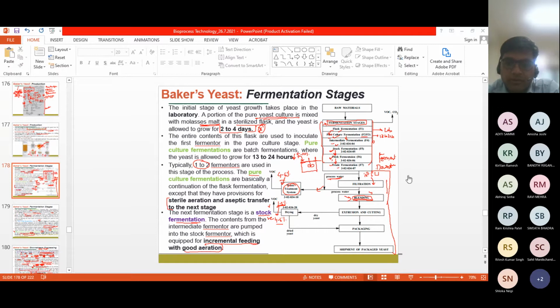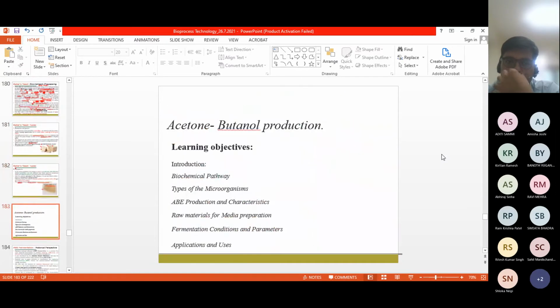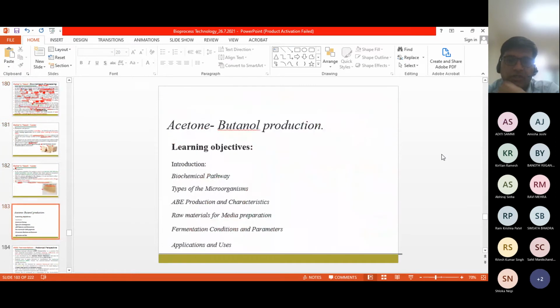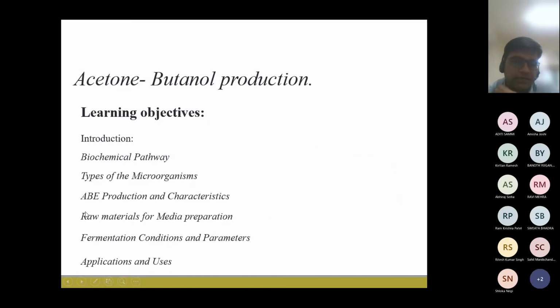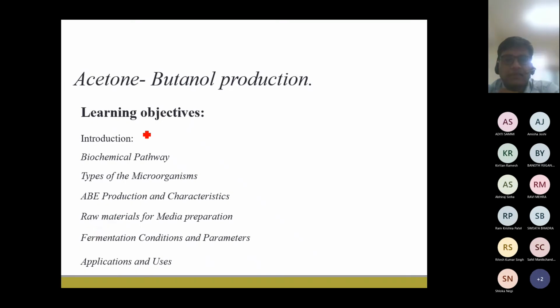Okay, so anyway, we will continue with our next topic today, which is on the acetone, butanol, ethanol production. This is also a type of solvent fermentation, and in this case, we have the production of the acetone.